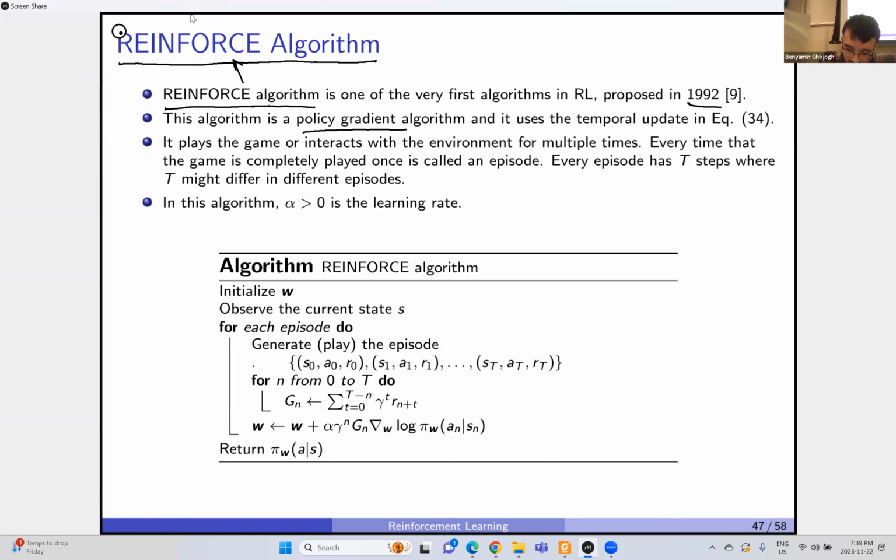What is it? This is a policy gradient algorithm, and it uses the temporal update in equation 34, right? What is it doing? Let me tell you. It plays the game. Every time we do some action on the environment, the state changes, right?